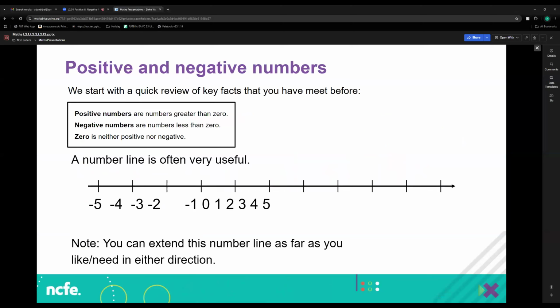So firstly, I just want to look at a number line and understand what positive and negative numbers look like from another perspective. Positive numbers are numbers greater than 0, so on the right side of the number line. Negative numbers are numbers less than 0, on the left side. 0 is neither positive nor negative.